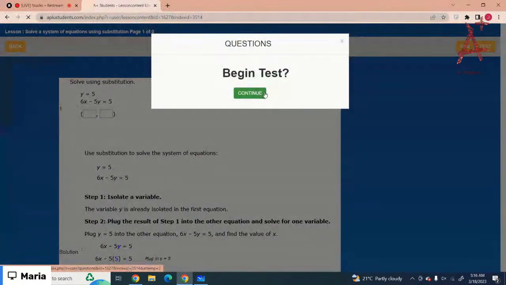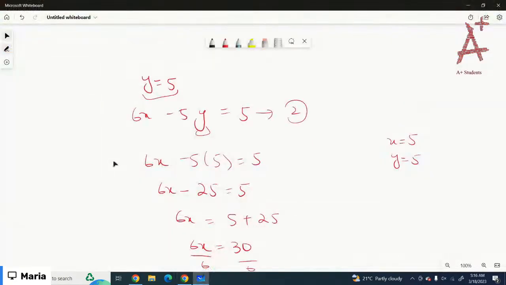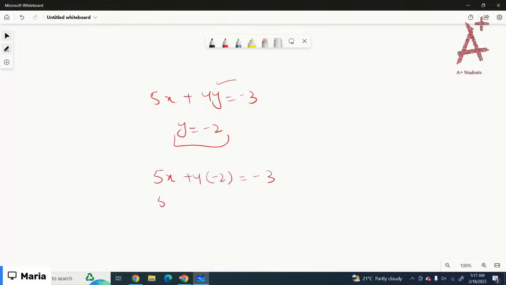Let's just start with the practice questions. 5x plus 4y equals negative 3, and y equals negative 2. So y equals negative 2 is already isolated. Just put the value in the equation. So it would be 5x plus 4 times negative 2 equals negative 3. So 4 times negative 2 is negative 8, equals negative 3.